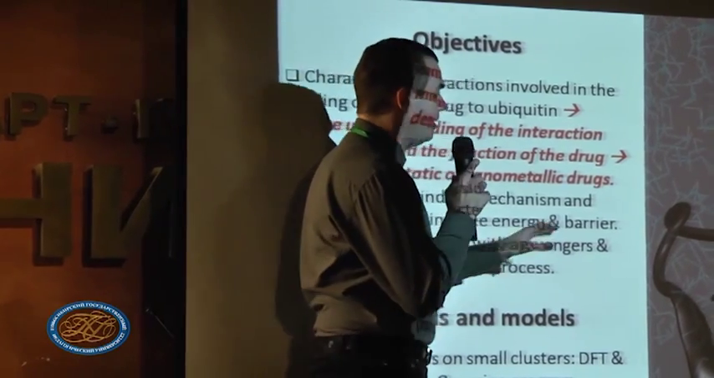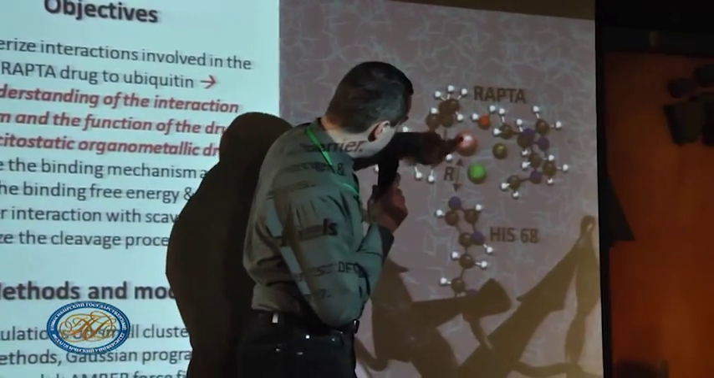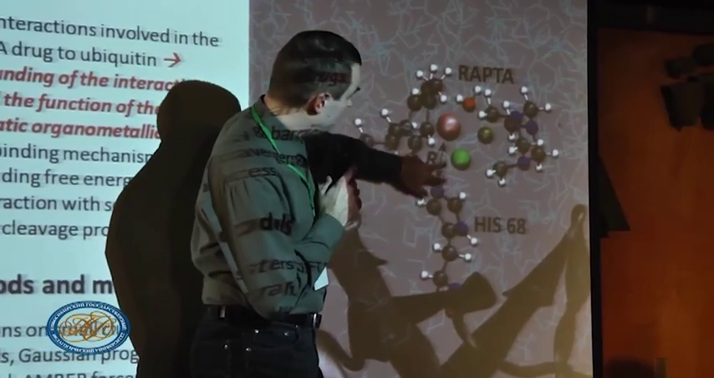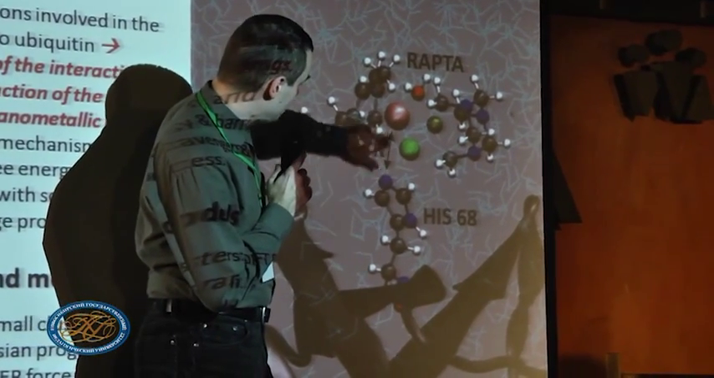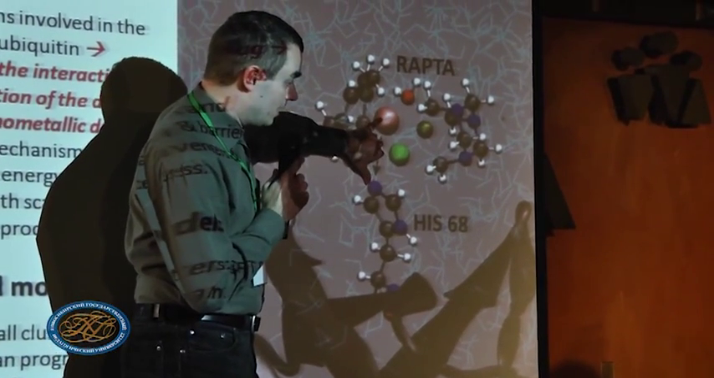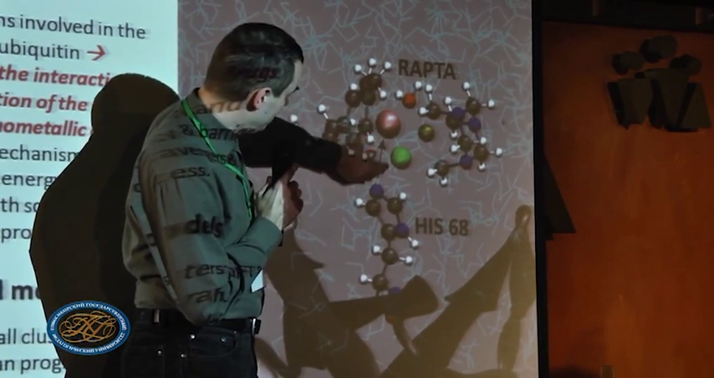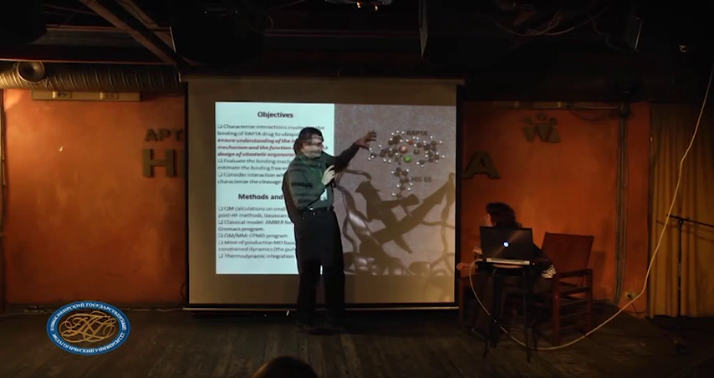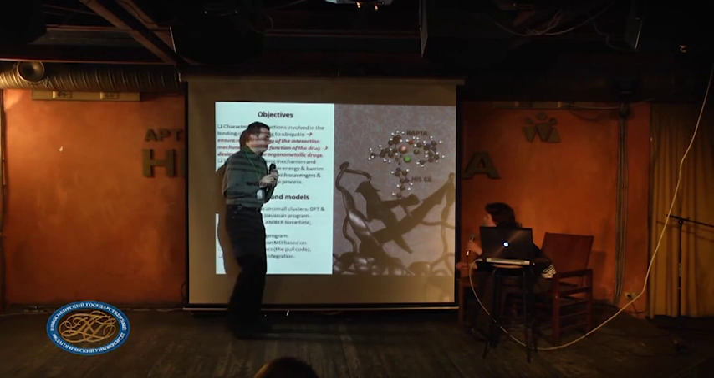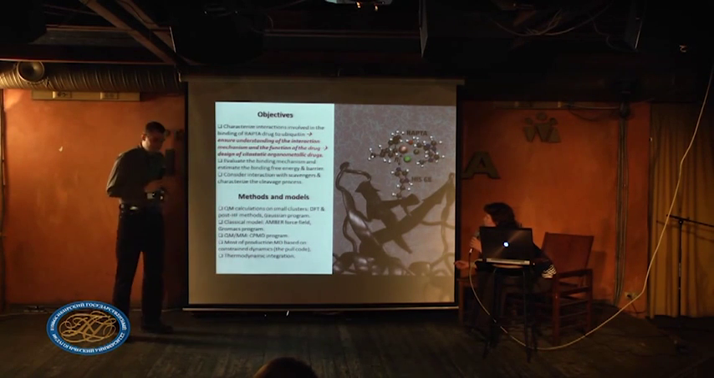And the main point is that I keep the distance between ruthenium and nitrogen, the reacting atoms, at a fixed value. So I fix the value of the separation between the two, and I run molecular dynamics. Okay?